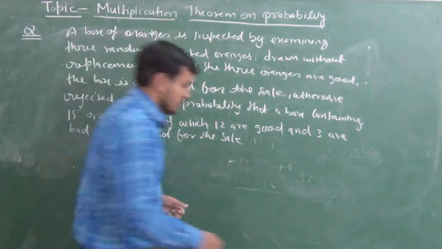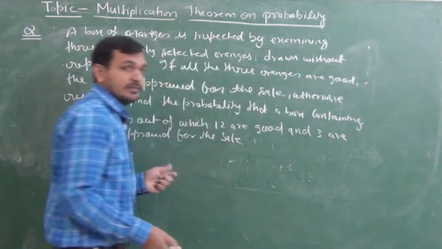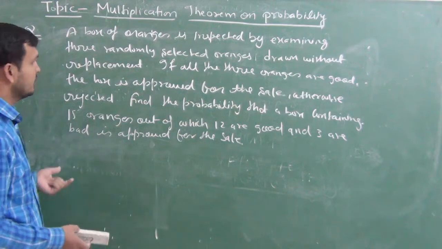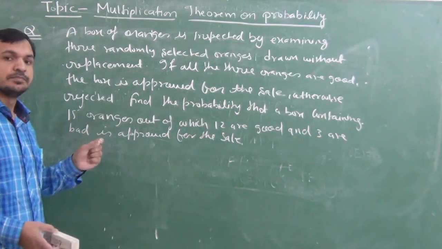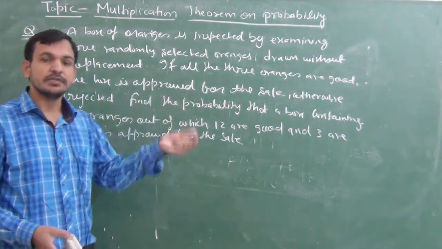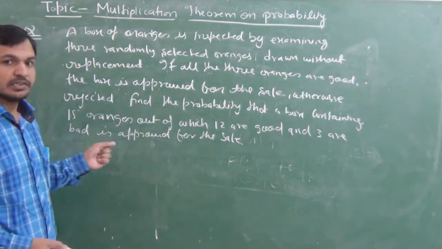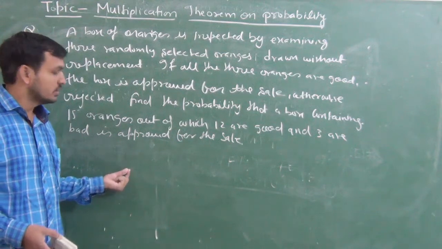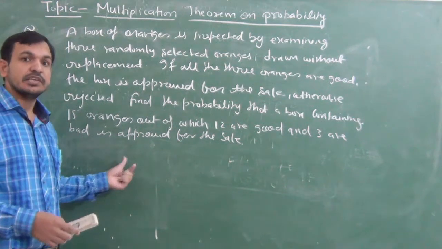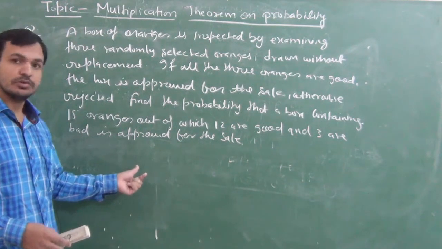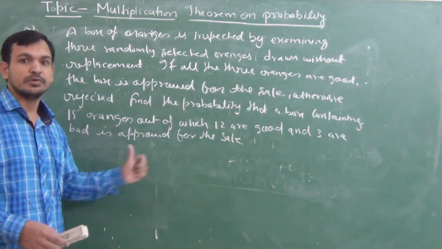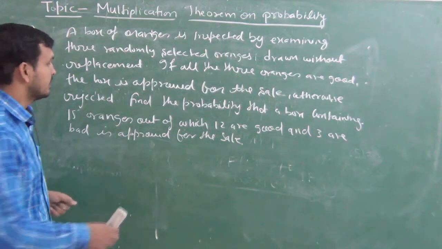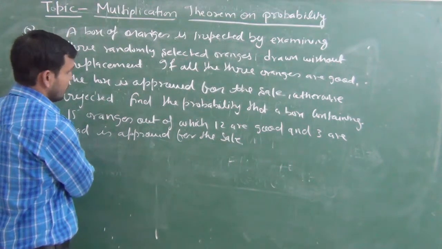So here we will use our multiplication rule for 3 events. Clear? Because here we are taking out 3 oranges one after the other, and we need that the first orange that we are taking out should be good. Then after the first, the second one which is to be taken out should also be good, and the third one should also be good. Only in this case the box will be approved for sale.